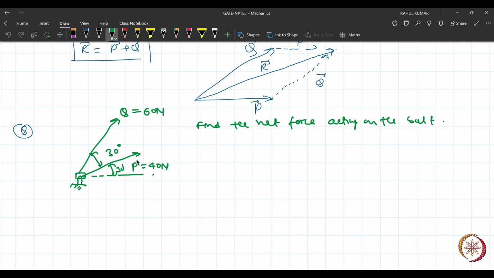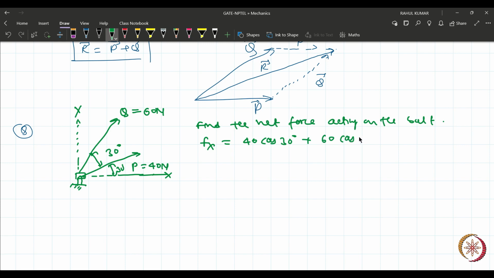Okay, so what is the procedure? We already know that we can apply the formula to find the resultant, but here I will follow the resolution of forces. First I will resolve the force P. So in the x direction, what will be the total forces? If we resolve this 40 Newton, it will be 40 cos 30 degree. First I should show the coordinate axis. Now, if you resolve this force in the x direction, what will be the value?